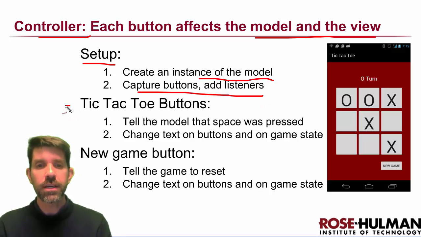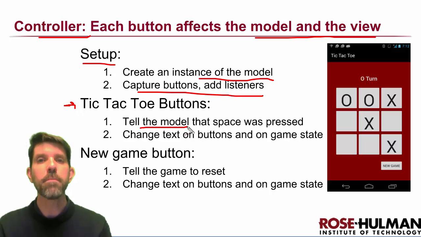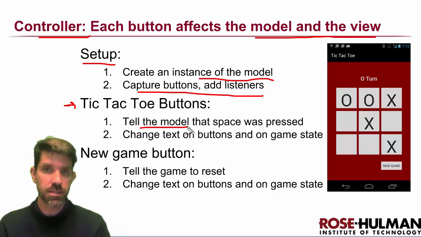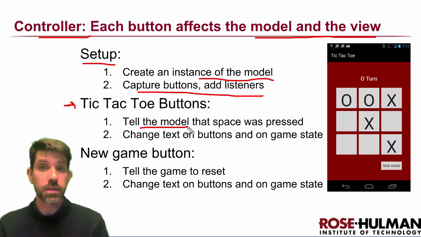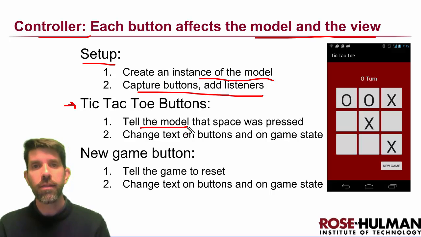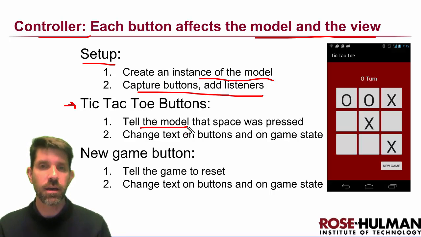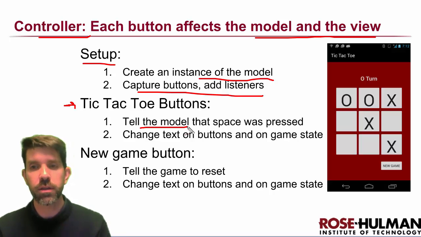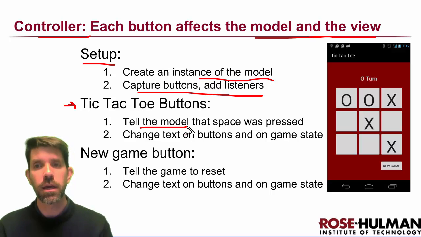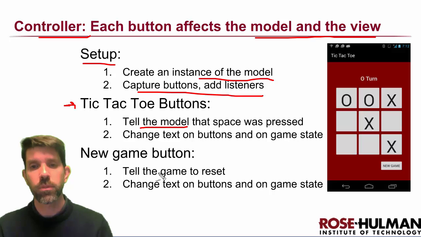When you click a tic-tac-toe button, then it does two things, right? First of all, it's going to say, hey, model, I pressed this space, and the model is going to keep track of which spaces have X's and O's. And then we're going to ask the model to do an update on our buttons. We're going to say, hey, go ahead and give me the text that I should display on these, and what the game state is, and then we can set those in the view.